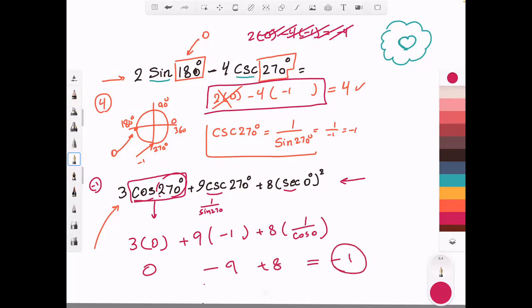Very good. So here I forgot to do a square, but if instead of secant of 0 it was secant of 180, the answer would be a different thing. So make sure there is no mistake. So this gives us -1 squared, which is +1.